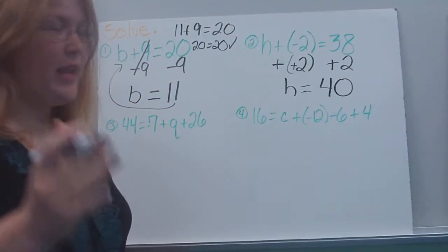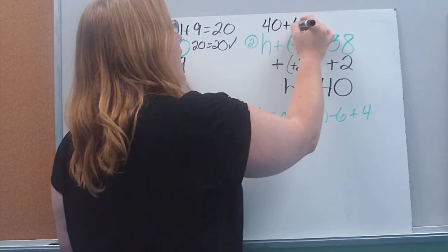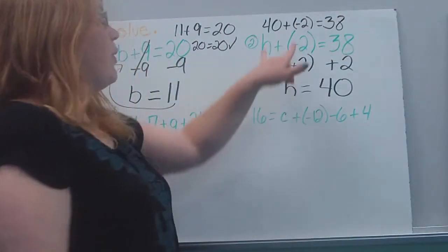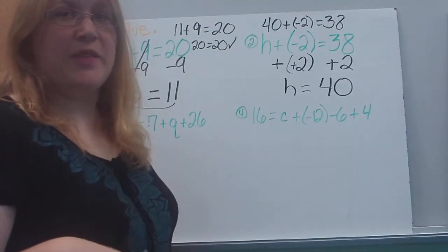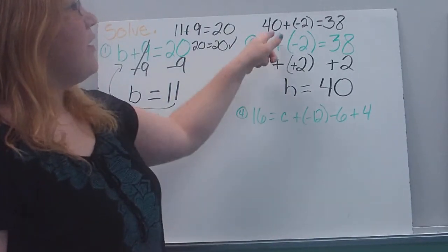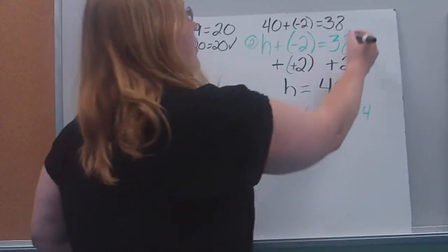How can I know that I'm right? I can go back and plug it in and solve. If I have 40, I add a negative 2 to it, I should get 38. Well, remember, our signs are opposite, so that means we're actually going to subtract the 2 numbers. 40 minus 2 is 38. 40 is the larger absolute value, so a positive 38. It is correct. That one checks out.